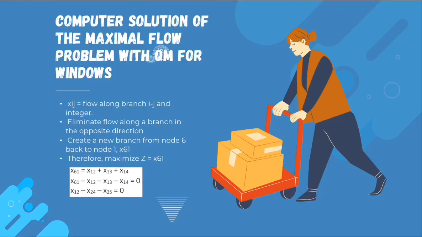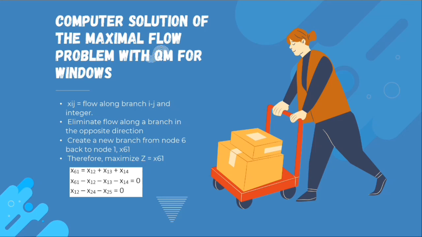And for the last topic to be discussed is the computer solution of the maximal flow problem with QM for Windows. So the maximal flow problem can also be solved with Excel, just as how the shortest route problem was solved. The following steps are suggested to formulate the model. We're going to formulate it as an integer linear programming model, which is step 1, where x sub i to j is equal to the flow along branch i to j and integer.